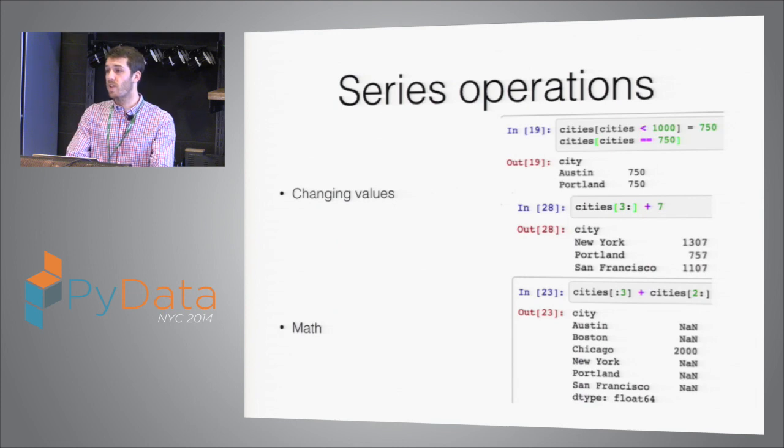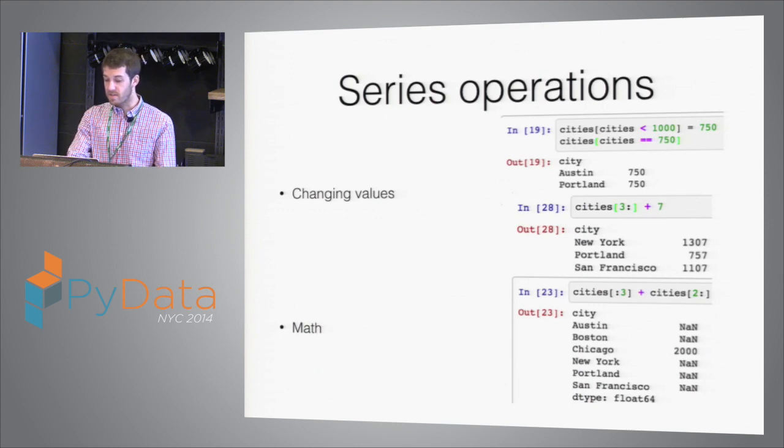You can apply arbitrary math upon series. So here we're saying, take every item after the third value in the series and add 7 to it. So now you can see New York, Portland, San Francisco have all had some basic math done to them. The last one can be a little bit weird and can throw you for a loop at times. I know it has for me.